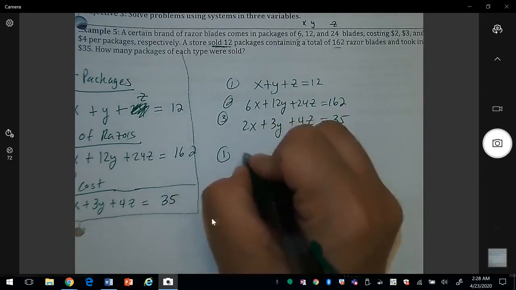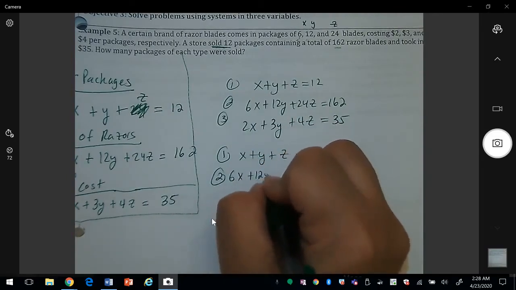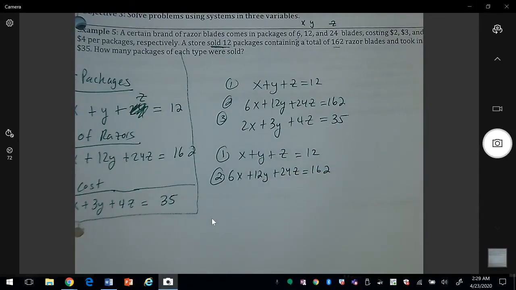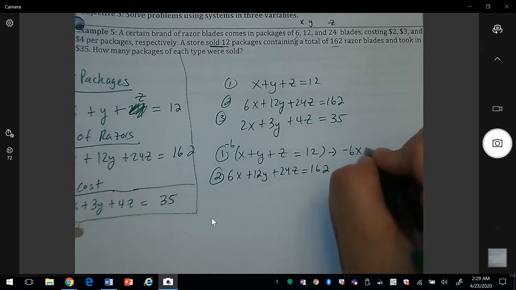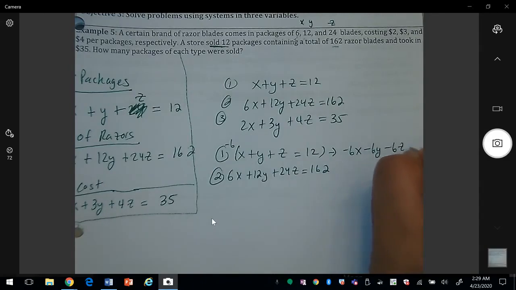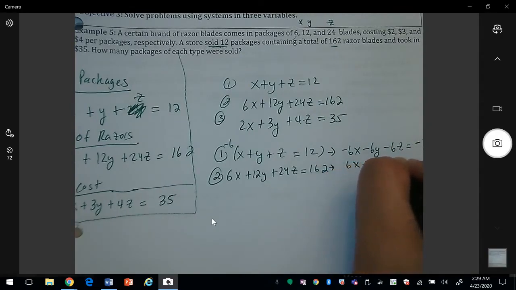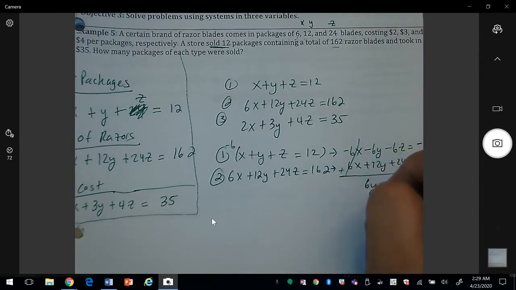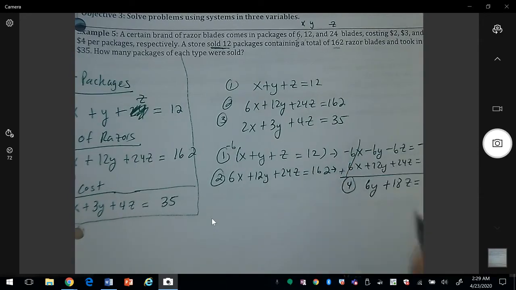We can number these to keep track of them, and then we can use the same method. I'm going to use equation 1 and equation 2, and I'm going to choose to get rid of the x's. So I'm going to multiply equation 1 by -6, which becomes -6x minus 6y minus 6z equals -72, and equation 2 remains the same. If we add them, we get 6y plus 18z equals 90. So that's equation number 4.